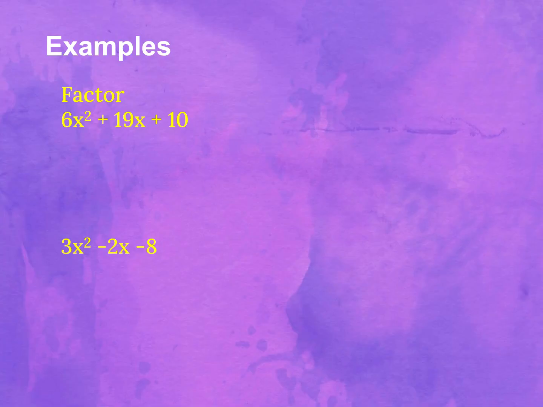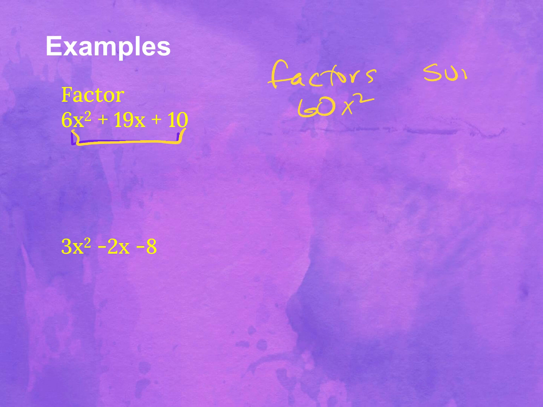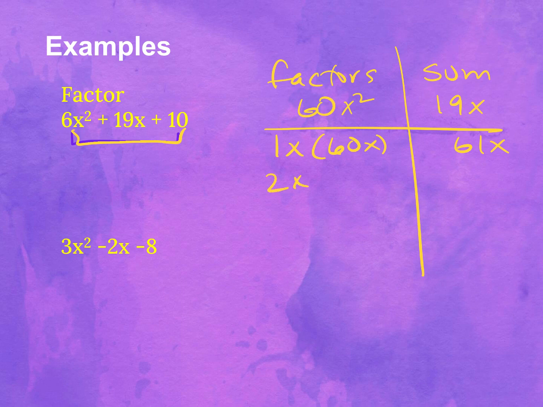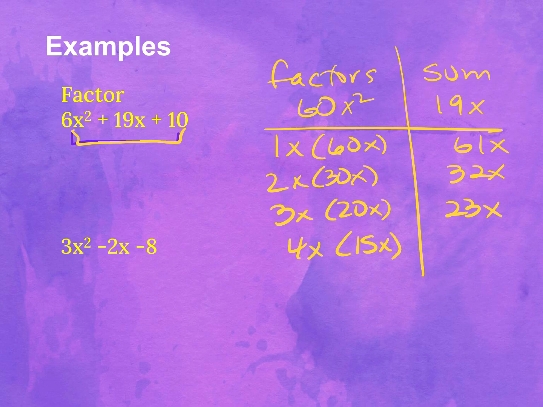All right, so the next one, same thing. We're going to multiply beginning and end. So we're looking for factors of 60x squared that will sum to be 19x. So 1x, the signs are the same. So 1 times 60 gives me 61x, not what I need. 2 times 30 gives me 32, not what I need. 3 times 20 gives me 23, not what I need. Finally, 4 times 15 gives me the 19x that I need.